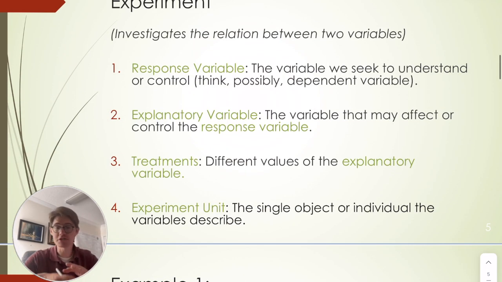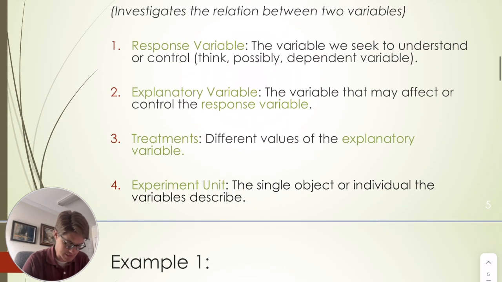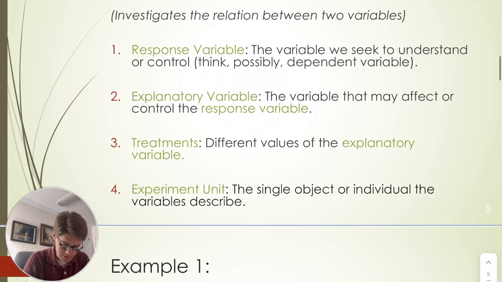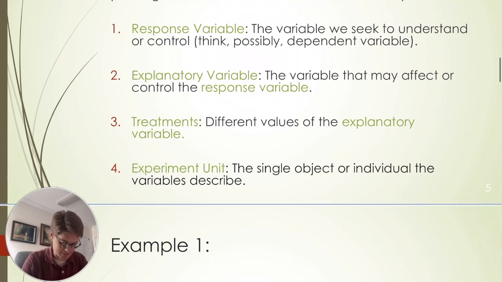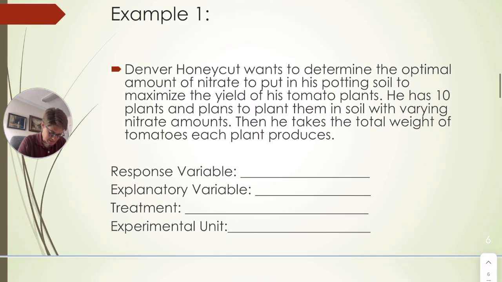Treatments. Treatments are just the different levels of the response variable. Okay, so that's the treatments. The experimental unit is just the single object or individual that the variables describe. So it's the object in the study. Okay, let's take an example here.